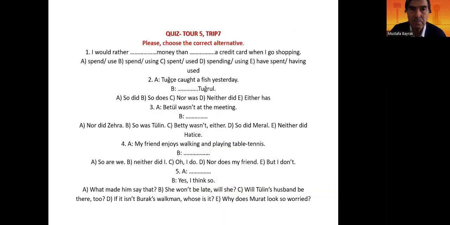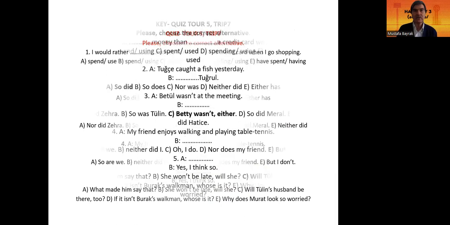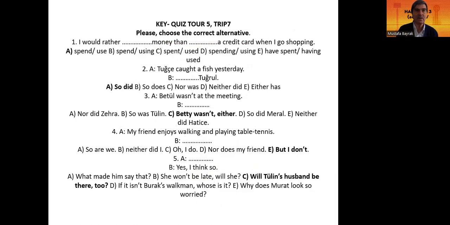Okay, now quiz time. Question 1. I would rather blank money than blank a credit card when I go shopping. So I would rather spend money than use a credit card. Yes, I would rather verb 1, spend, and then verb 1 again. I would rather spend money than use a credit card when I go shopping.